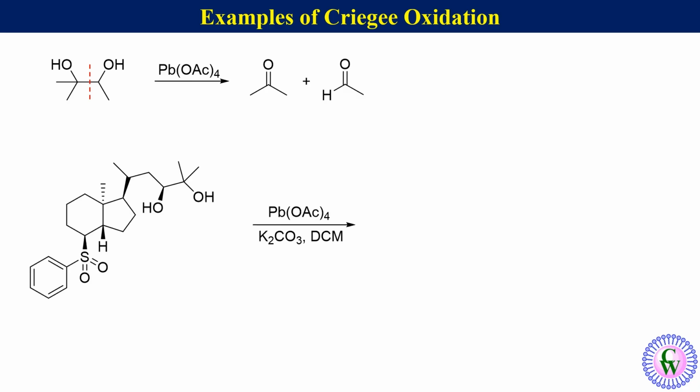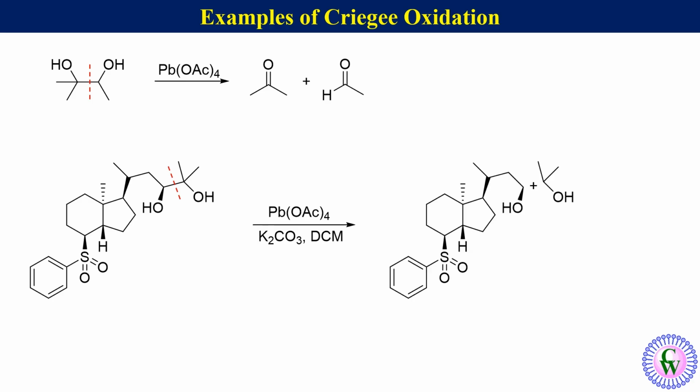Another example. Break this CC bond to get these two fragments. Convert CO single bond to CO double bond. That will give this aldehyde and acetone.